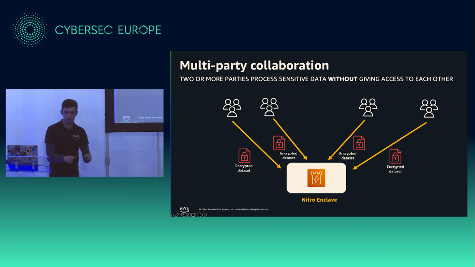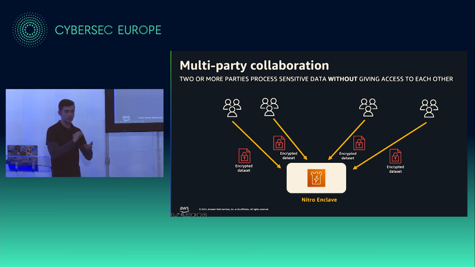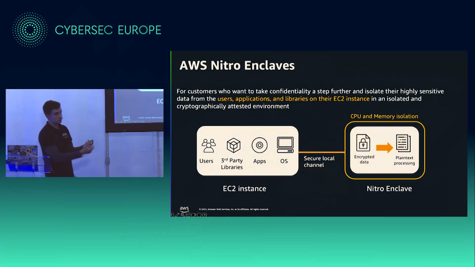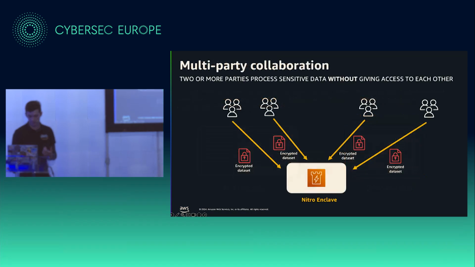You can't see what's going on. You can't access it, but you can, for example, send the response back to this EC2 instance on the other side. So you can get a result, but you don't see any of the processing. You don't see any of the raw data that made that result. So especially useful for very sensitive data sets.